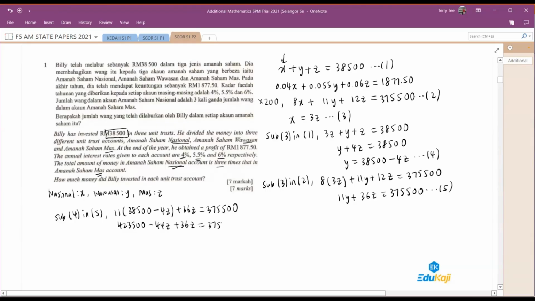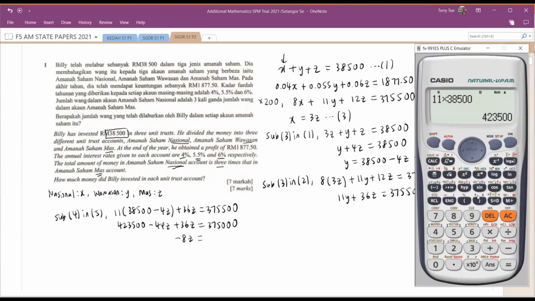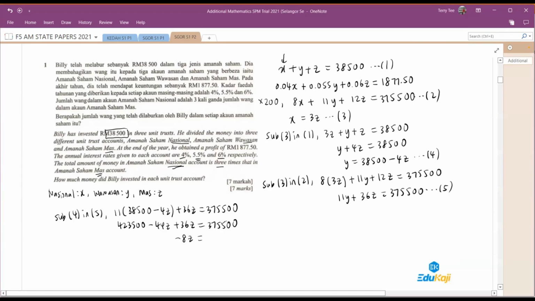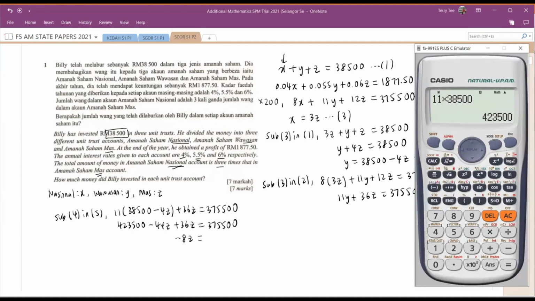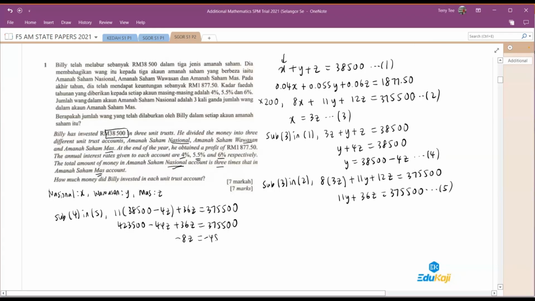The result is 375,000. Minus 44 plus 36 is going to give us negative 8z. 375. If I take 375,500, minus this answer, I got negative 48,000. When you divide by 8, z is just 6,000. So that means the amount that he invested in Amanah Saham Mas is 6,000 ringgit.